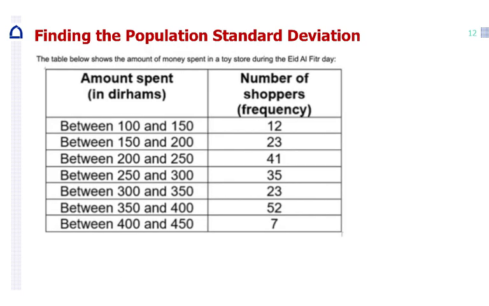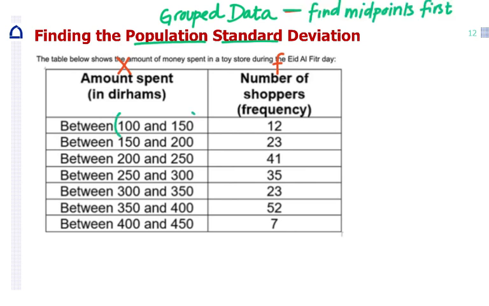Let's do another example. Now we'll find the population standard deviation, and this one gets a little more complicated. Why? Because we're dealing with grouped data. So as you'll remember from the last lesson, you can't enter the data into the calculator when it is in the grouped format. So what you must do first is find the midpoints. So how do you do that? You add the endpoints and you divide by 2.